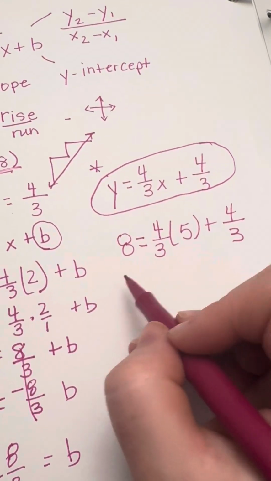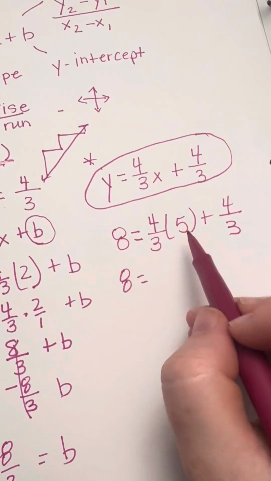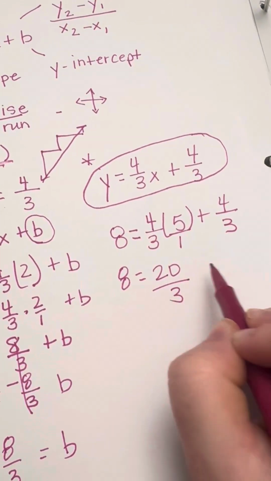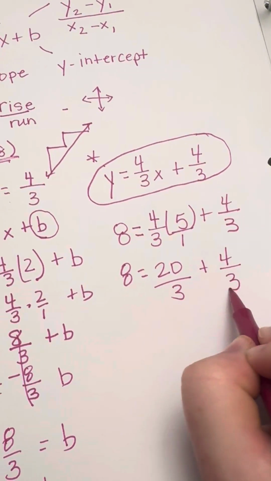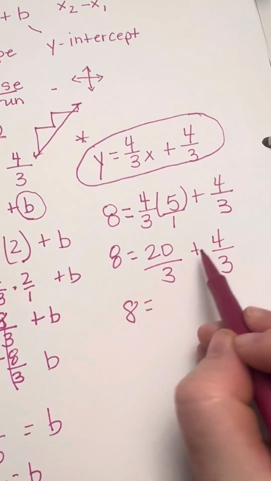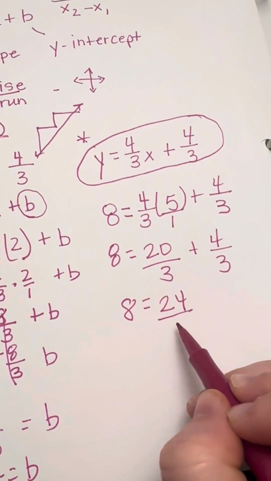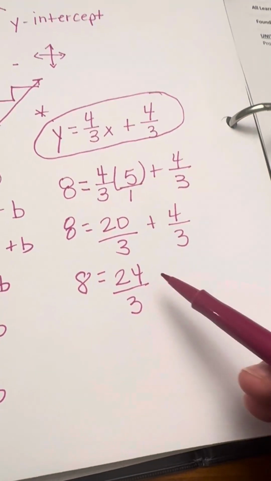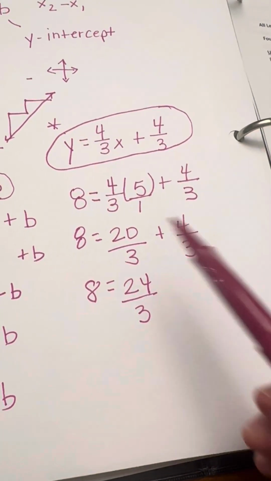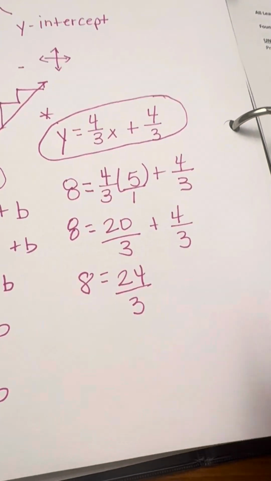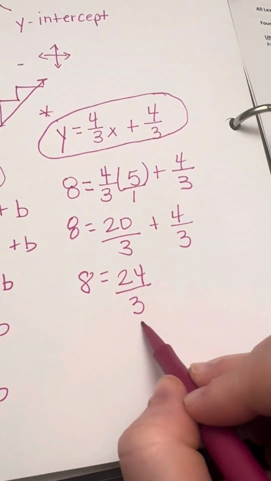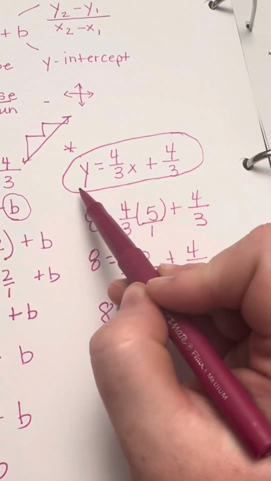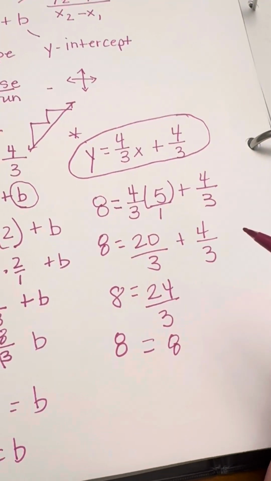Got to do some multiplication. Does 8 really equal? We're going to change that into a fraction. 4 times 5 is 20. 3 times 1 is 3 plus 4/3. Does 8 really equal? 20 plus 4 is 24 divided by 3, or 24/3. I can plug this into a calculator if I'm feeling really needy, but today I'm feeling very smart because I know that 3 will divide evenly into 24. 24 divided by 3 is 8. And by golly, by gee, 8 does equal 8. So we must have written this equation correctly. Good job, friends.